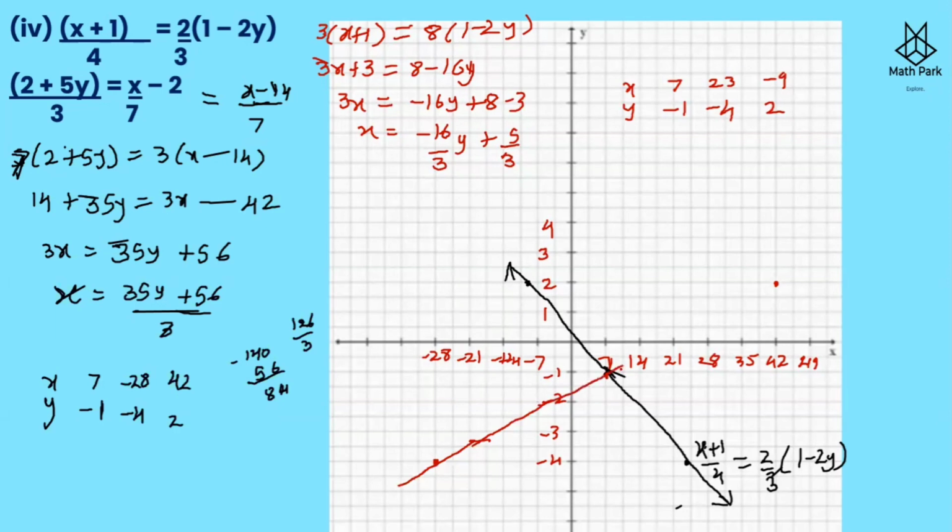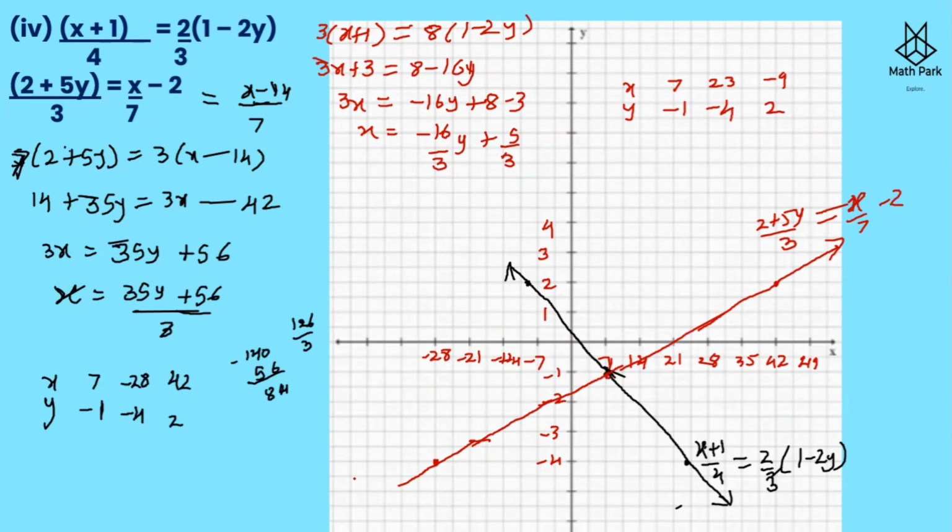You are using the ruler for the same. This is our line ready. Let us write the equation of the line here. So the equation was (2 plus 5y) upon 3 is equal to x upon 7 minus 2. So you can see that the lines are meeting at the point 7 comma minus 1.